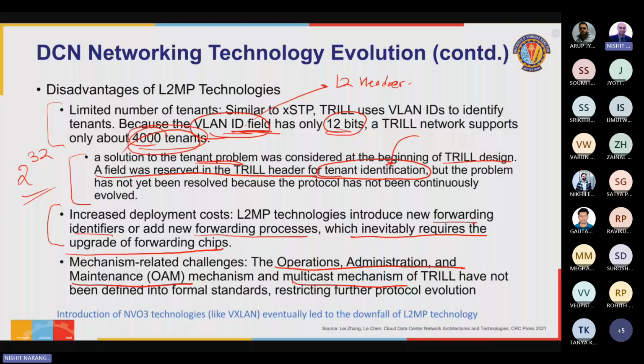But the death knell for L2MP technologies in general, and the reason why no more focus was given to designing O&M, or to using this Trill header to handle the tenant problem, is that by then a new technology came in called NVO3 technology, which actually put the final nail in the coffin for L2MP technology.